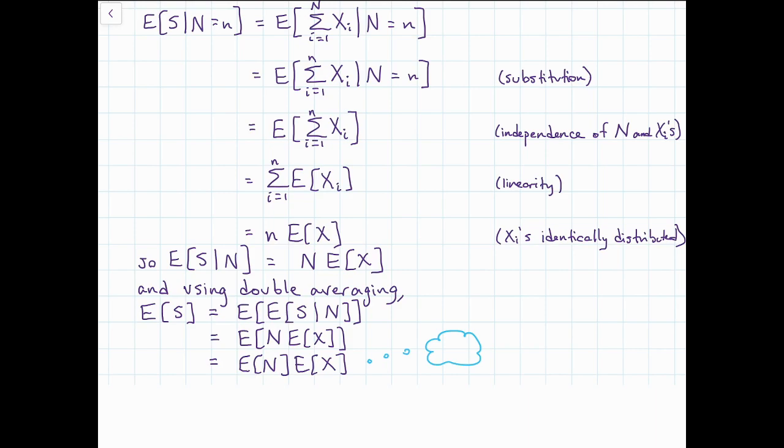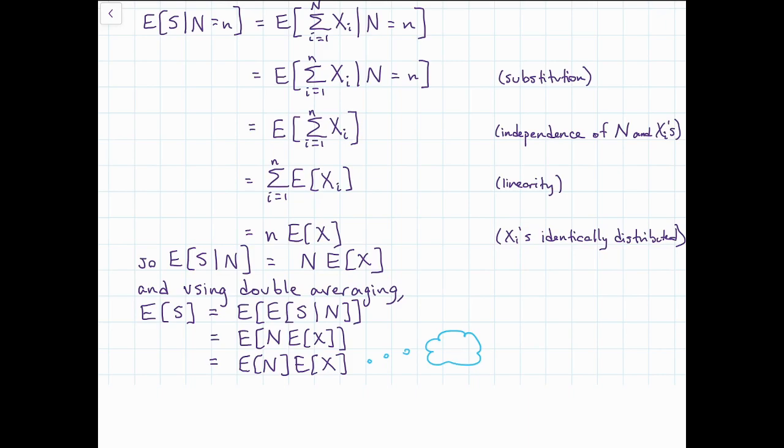Now think about that for a second. That should make logical sense. If we know that on average E of n customers are going to show up in a store, and each one is going to purchase E of x units, then on average we would expect E of n times E of x units to be sold. So it makes a lot of logical sense, and we got that using double averaging.